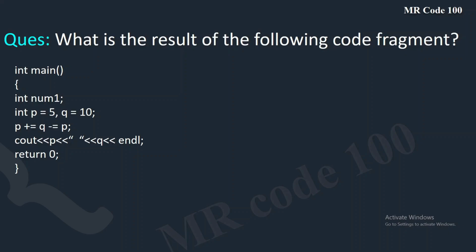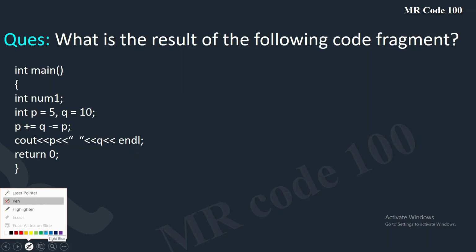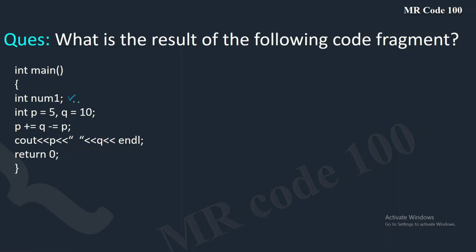Okay. First of all, they have said that we have a number, right? Okay, I'm changing the color. We have a number, num1. So it's an integer value, right? And there is p, okay. Suppose we have p and q, and their values are 5 for p and 10 for q. So now you have to understand this equation. What does this line mean? This is the most important thing here, okay?